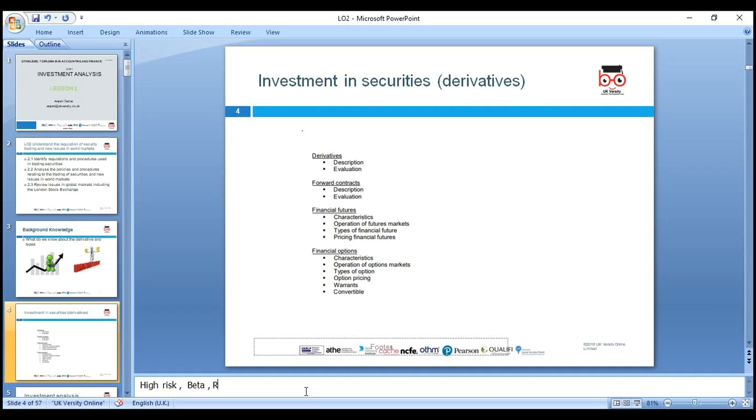We call risk beta. What is meant by beta? Beta is known as a risk factor. In finance, we call beta the risk factor. The higher the beta, the higher the risk factor, and so the higher the return.